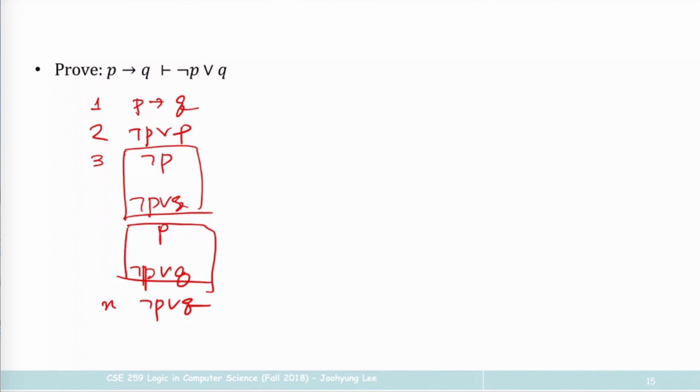How do we close the gap in the first box? That's OR introduction from line 3. Good. That's done for the first box. Okay, how do we do it for the second box?